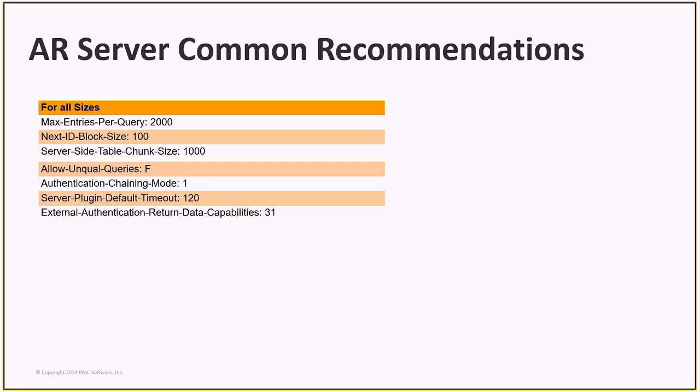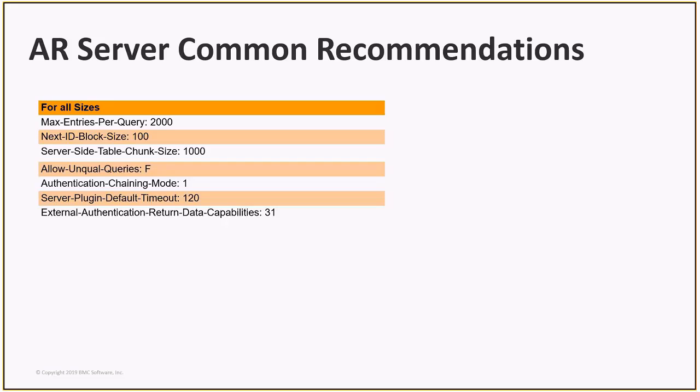If you want to change them, you can, but our recommendations are: the max entries per query is 2,000, and this keeps the result set from being too large, so when the AR server sends results back to the clients, it's not using a lot of memory at the RPC layer. We have the next ID block size set at 100. This helps reduce contention on the AR schema table when creating new entries.